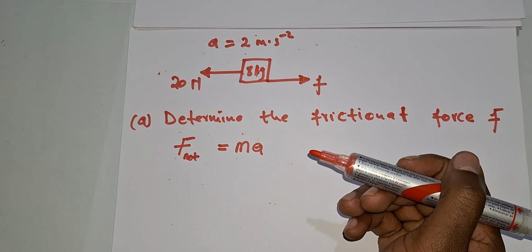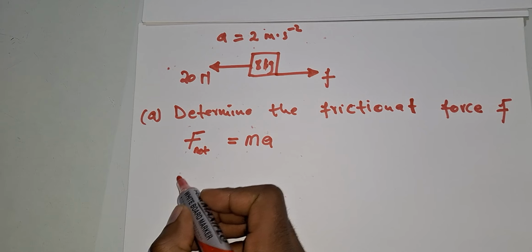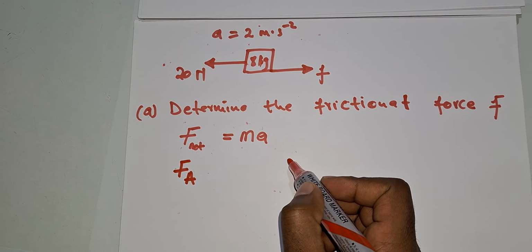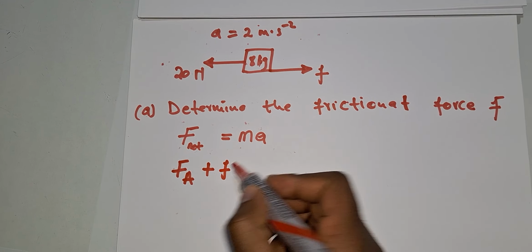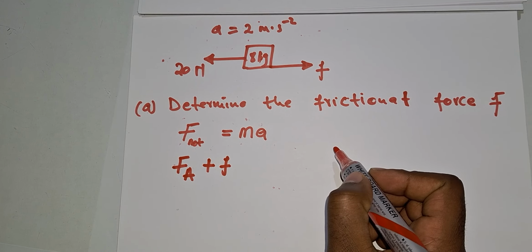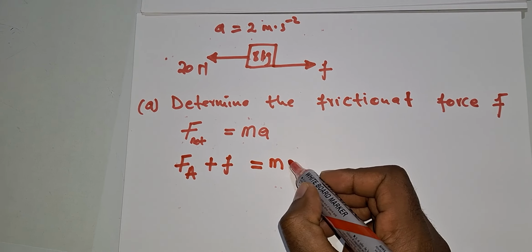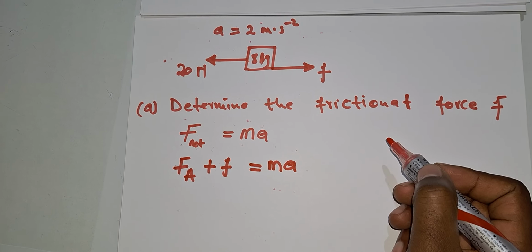So the first one, it is going to be the force applied. I'll denote that as force FA, which is the force applied. We add it with the frictional force, right? So these are all the forces that are acting on this object. Then it is equal to the mass of that object times the acceleration that the object is accelerating with, right?